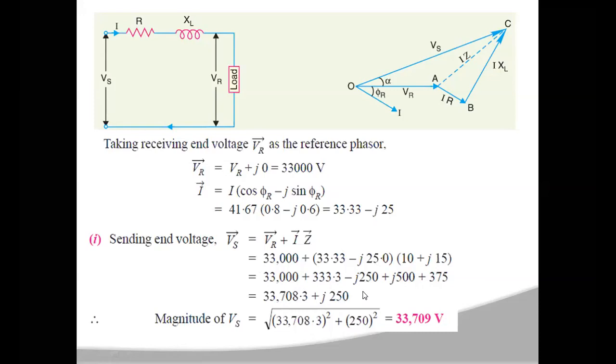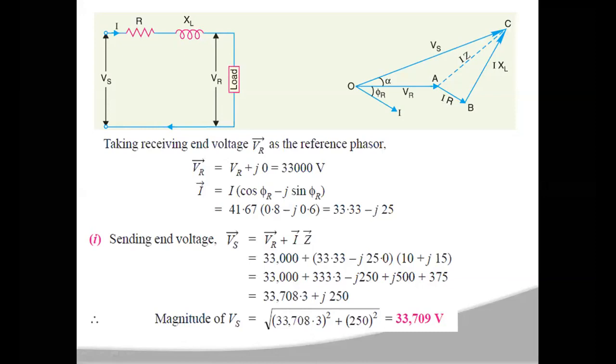If you want to calculate the magnitude of Vs, then the magnitude of Vs is equal to the square root of 33,708.3 whole square plus 250 whole square. So the magnitude of Vs finally is 33,709 volts. If you convert into kilovolts, it is 33.7 kilovolts. So this is the sending end voltage.